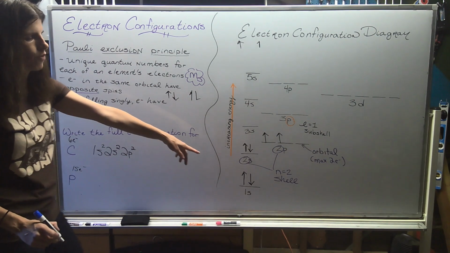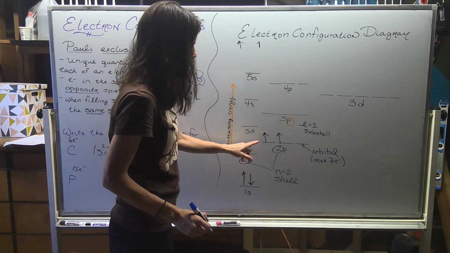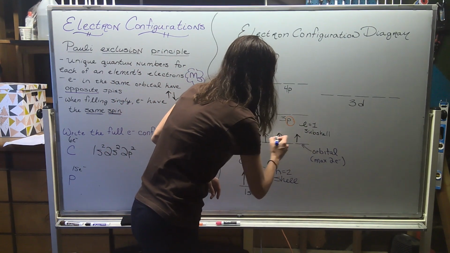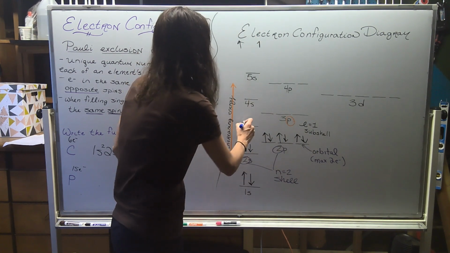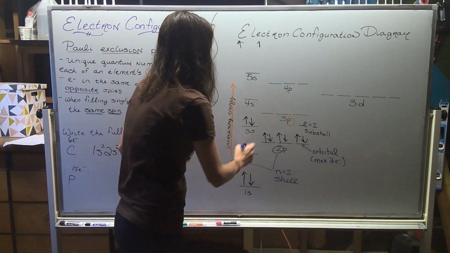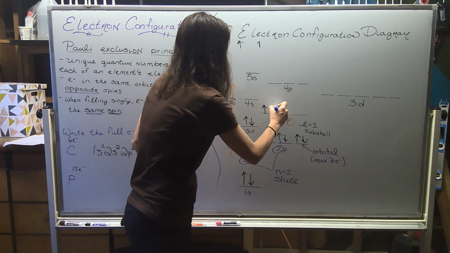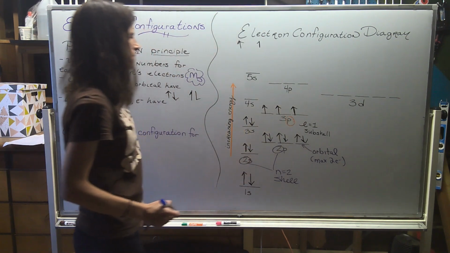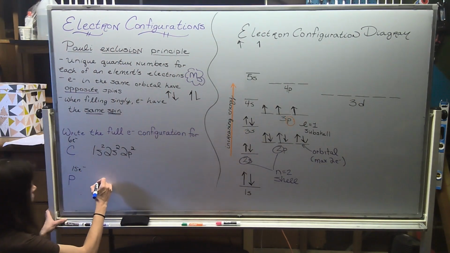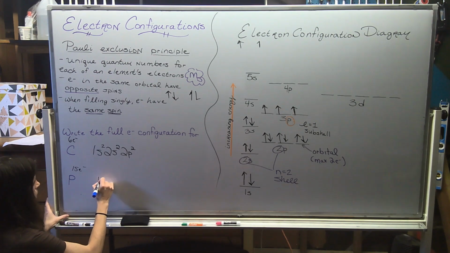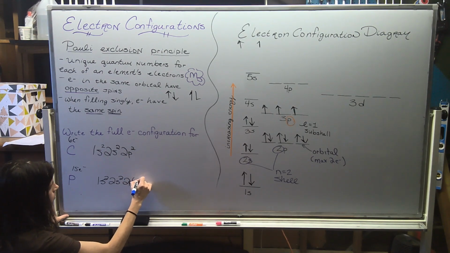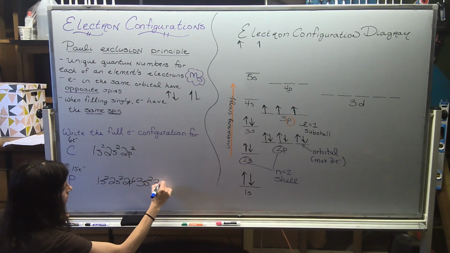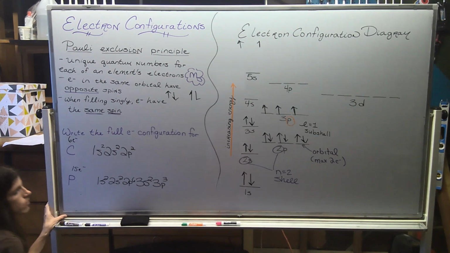Phosphorus has 15 electrons. So I'm going to just build off of what we have here. 1, 2, 3, 4, 5, 6, 7, 8, 9, 10, 11, 12, 13, 14, 15. And so when I write that one out, I'm going to write 1s2, 2s2, 2p6, 3s2, and in that last subshell that we filled, the 3p, it's not filled, it's only half filled, so we're going to do a 3p3 with that one.